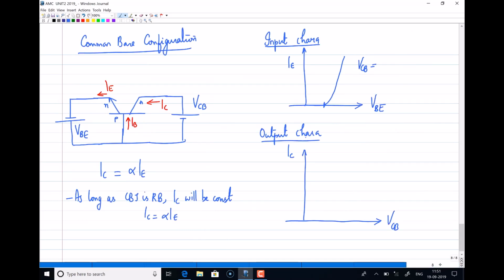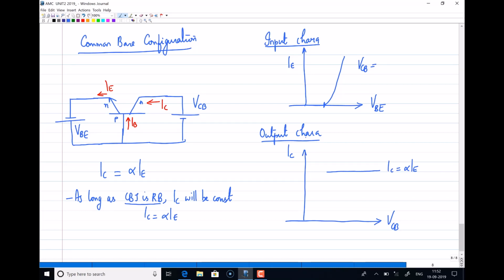So as long as this remains, collector current will flow. So that is what I want to write here. As long as the collector base junction is reverse biased, IC will be constant. That means if you have an IE, you will definitely have an IC. So this is IC. I will write IC is equal to alpha IE.